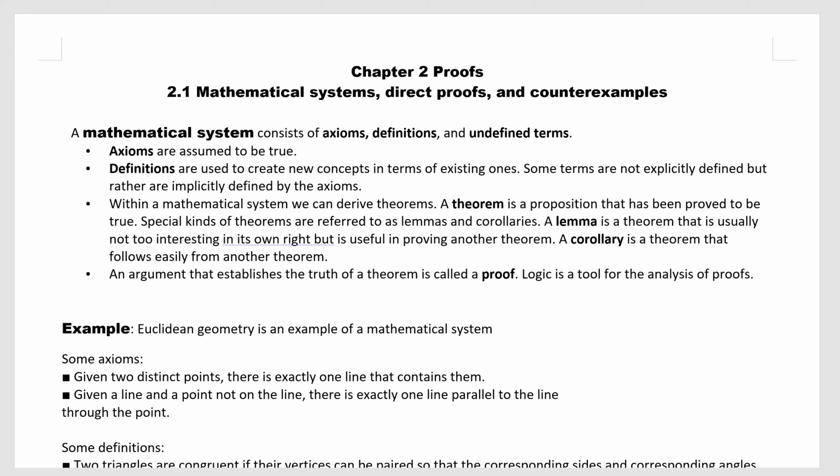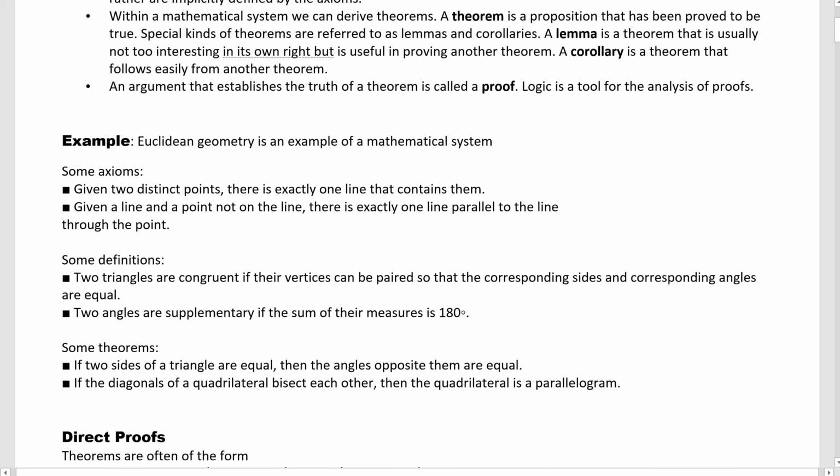Okay? An argument that establishes the truth of a theorem is called a proof. Logic is the tool for the analysis of proofs. So here, let's look at some examples. Euclidean geometry is an example of a mathematical system. So we have tons of axioms and definitions and theorems. Here I just picked some of them just to illustrate.